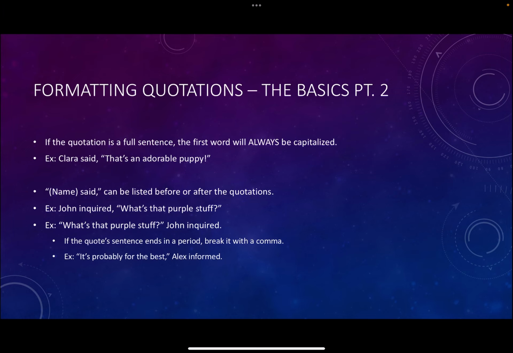If you are not following up the quote with anything like that, then it's okay to just end the sentence with a period. And note that if you end with a question mark or an exclamation point, you will never end the quotation with a comma. It will stay in its proper punctuation.